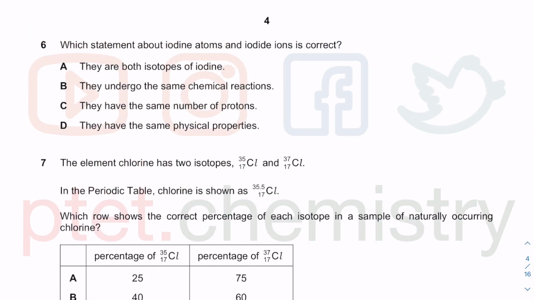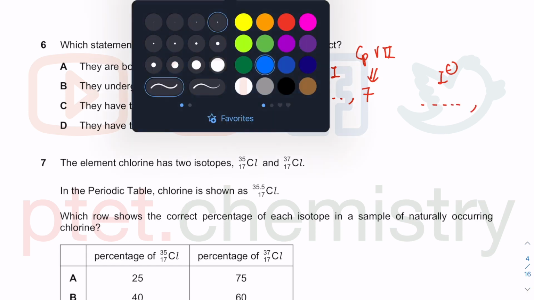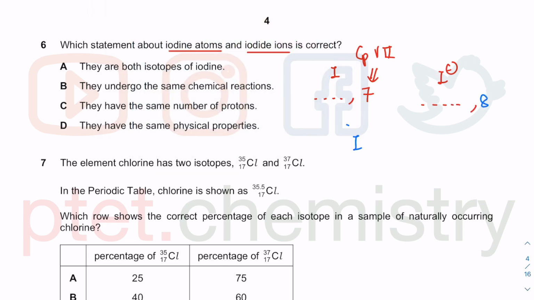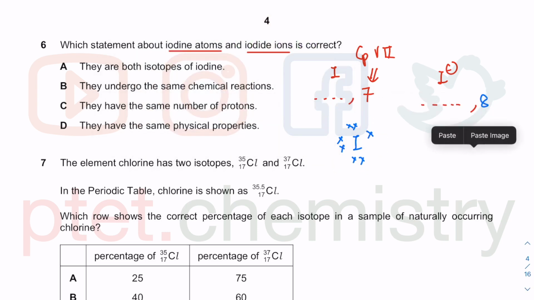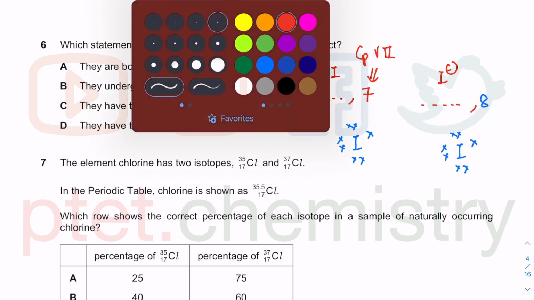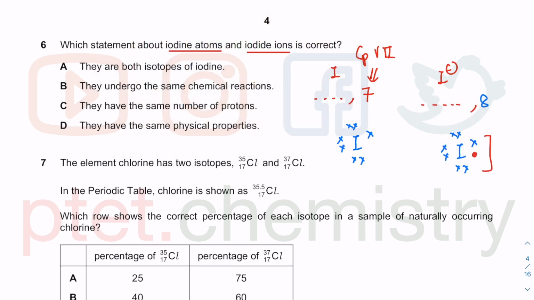Question 6. Which statements about iodine atoms and iodine ions are correct? The atom itself will have 2,8,18,18,7 because it is a group 7 element. It has 7 electrons in the outer shell. And the I minus will have 2,8,18,18,8 because previously you had 7 electrons in the outer shell, and now you will have 8 electrons in the outer shell because you have gained 1 extra electron. Having gained 1 extra electron gives a -1 charge.